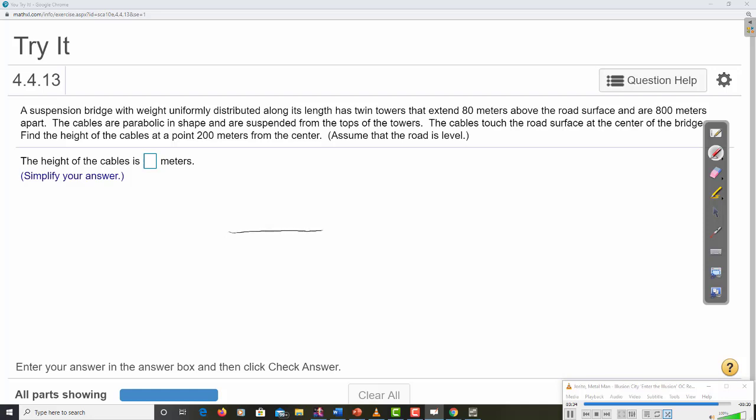So we draw the ground here. We have these towers. They go up 80 meters. And they dangle cables in between them, and they're parabolic in shape. The cables touch the road surface at the center of the bridge. So, let's see, about halfway in between them is right here, something like that. So that's the parabola, roughly drawn, of course. This distance is 800 meters.